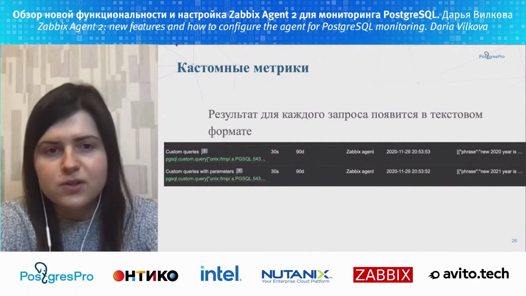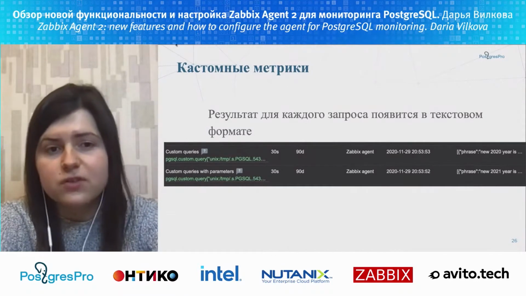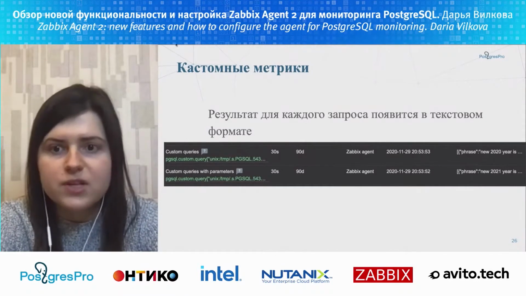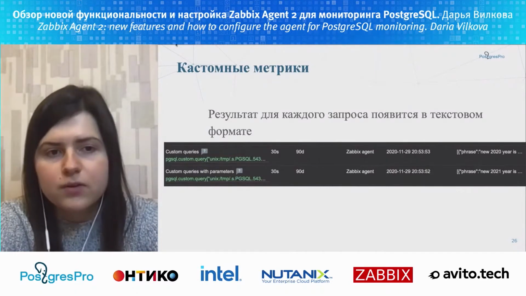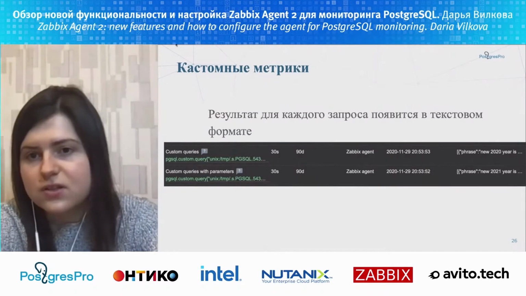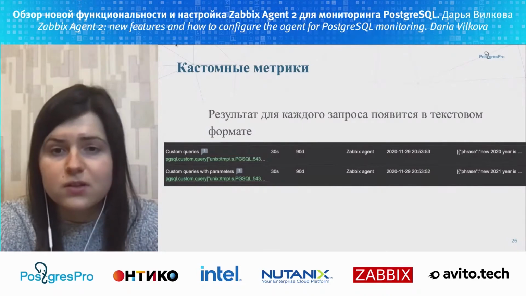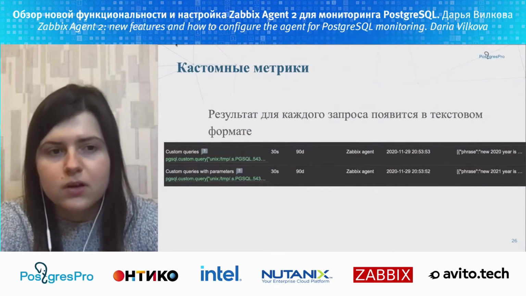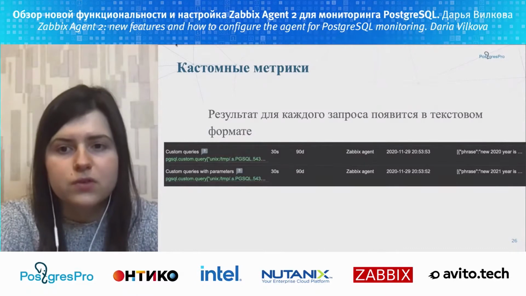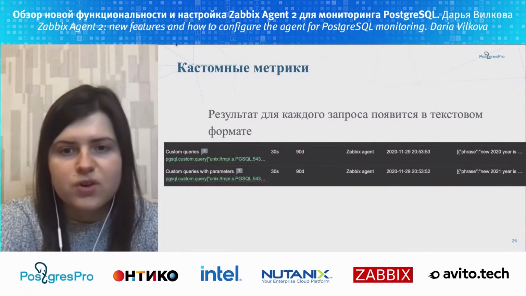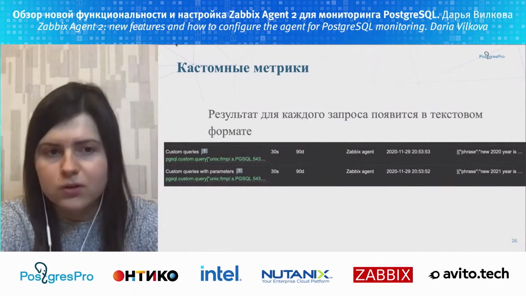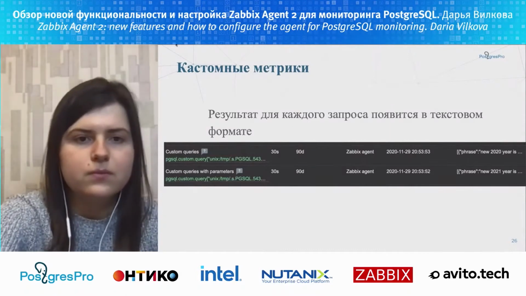The plugin will capture these queries, perform them, and the results will be in the Zabbix server interface. As you see, the first starts with 2020, and the second starts with 2021. So the query uses parameters over year.